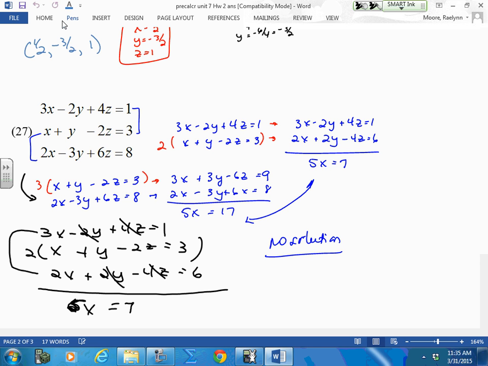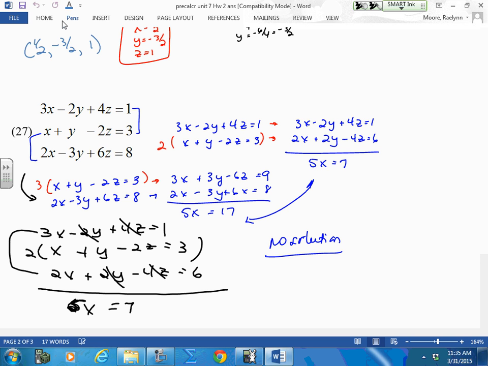I multiplied the top by 3, and coincidentally, my y and my z canceled out again. But now, my 5x was equal to 17. So can 5x be equal to 17 and also equal to 7? No. So that's why I know I have no solution. You can't have your x be 2 different values. So this tells me no solution.